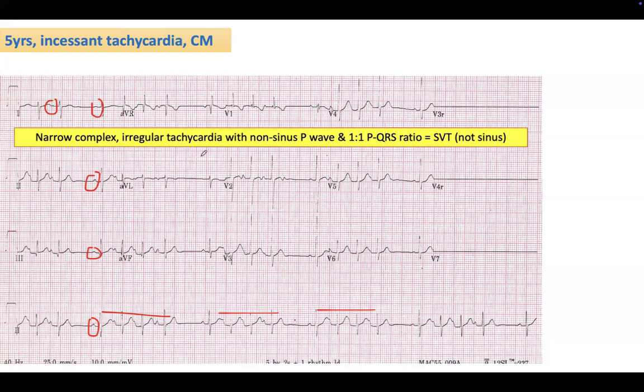Someone says, call it sinus 6, Dr. Mohammed. No, sinus 6 means you are bradycardic.